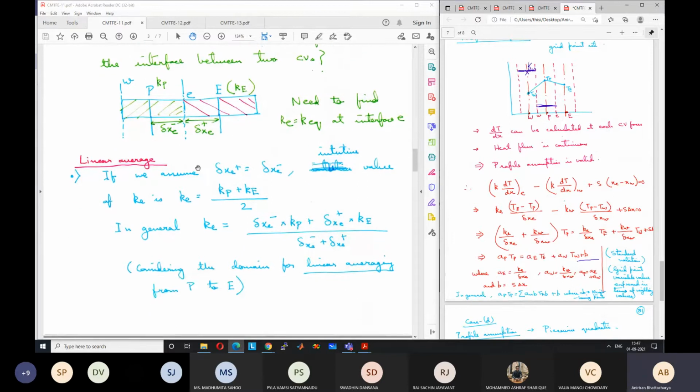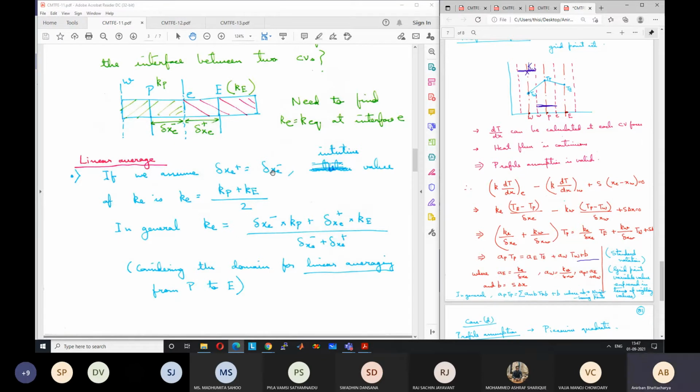If we assume that delta xe plus is equal to delta xe minus, all the control volumes are of equal size and the grid points are at the center. Then delta xe plus is equal to delta xe minus. Intuitively, we feel that ke should be taken as the average. So ke should be kp plus k capital E by 2, because this seems like the correct solution.